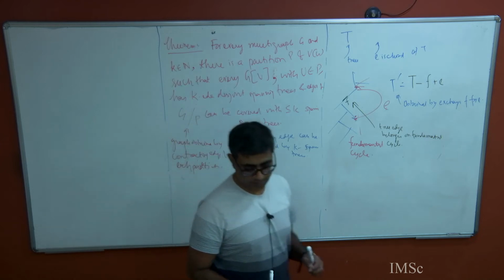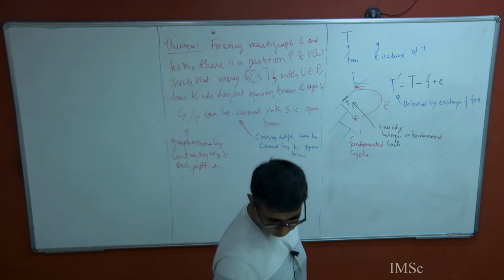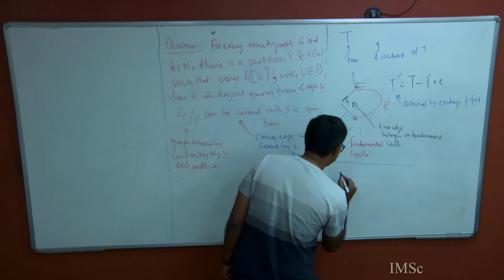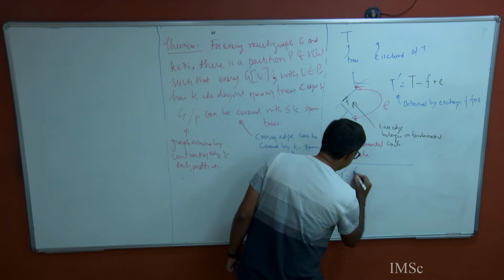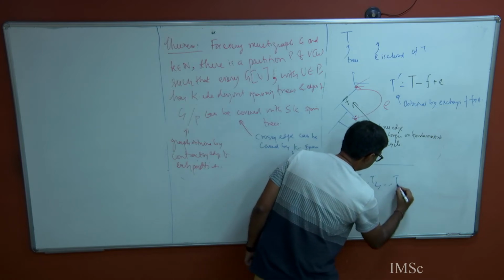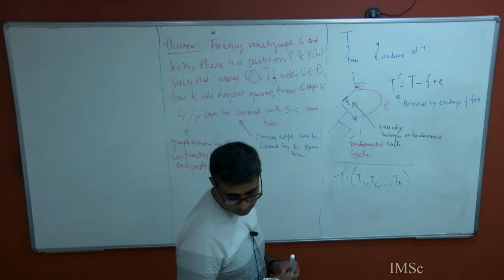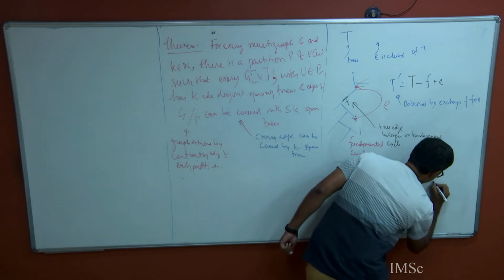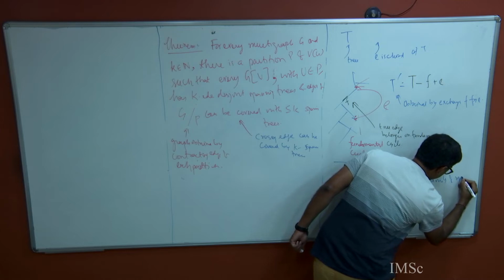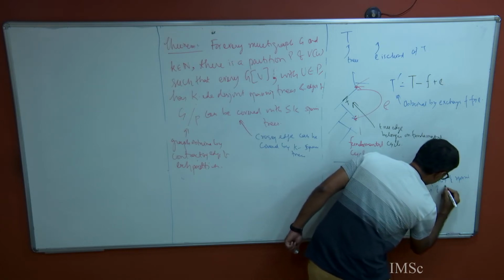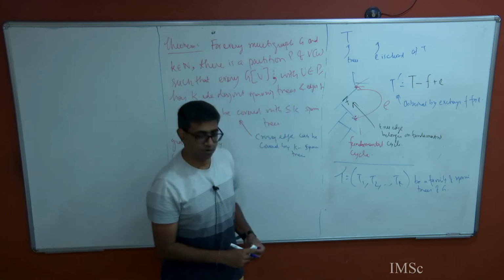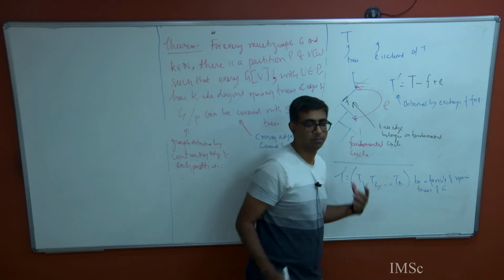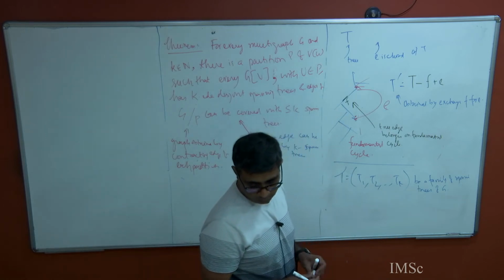Okay. Now I am going to define another set of notation. Suppose T is a family of spanning trees, not one, T1 to Tk. Be a family of spanning trees of G. So they may not be edge disjoint, but they are like some k spanning trees of G. So this is like a tuple. Think of them as a tuple.